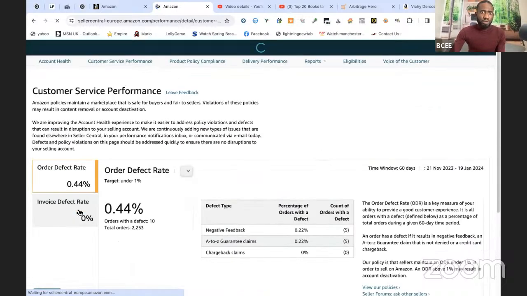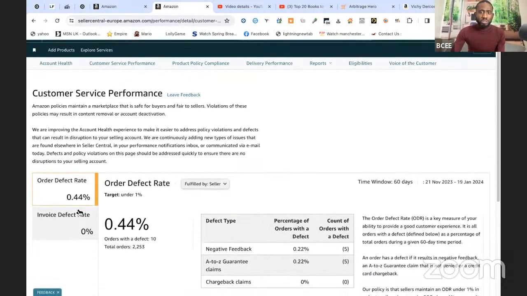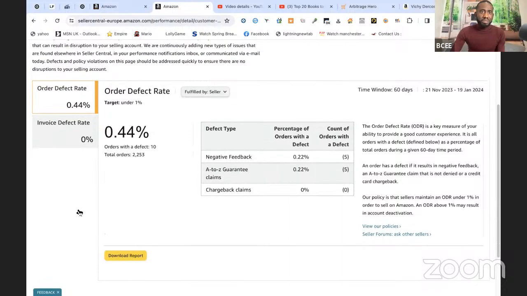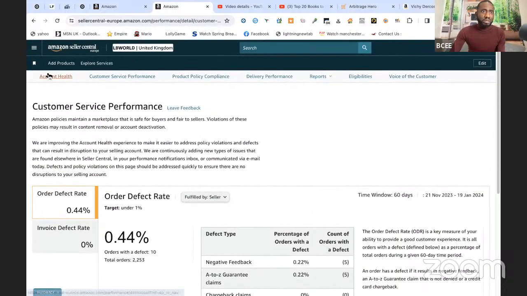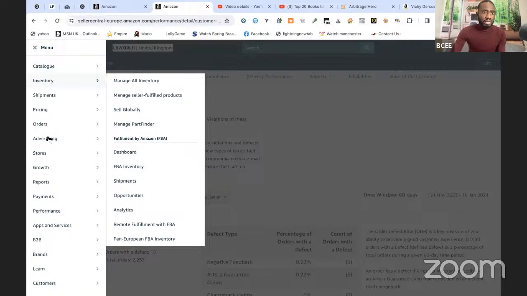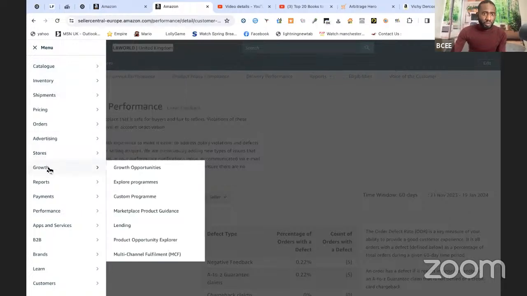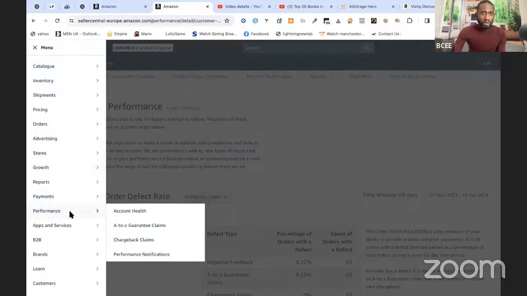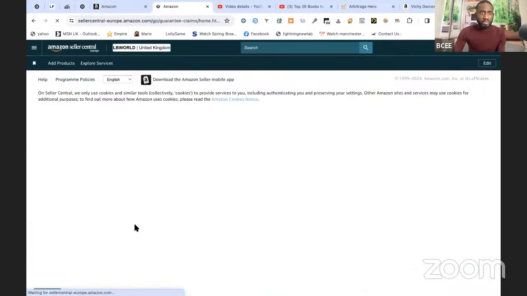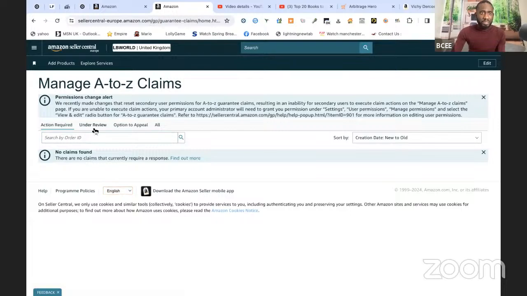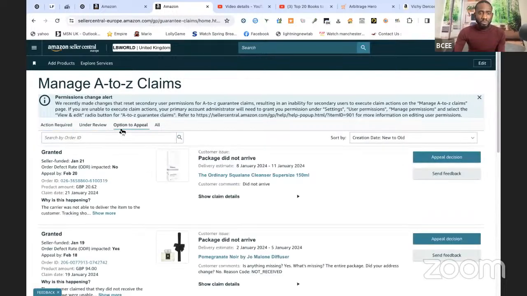So if a customer complained that their product was not delivered, and they just send a message to Amazon claiming A to Z guarantee, you can always appeal on that as well. Let's see. So for A to Z guarantee, this is where A to Z guarantee is.